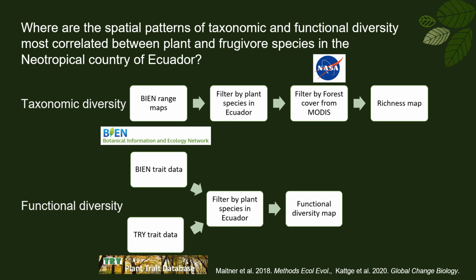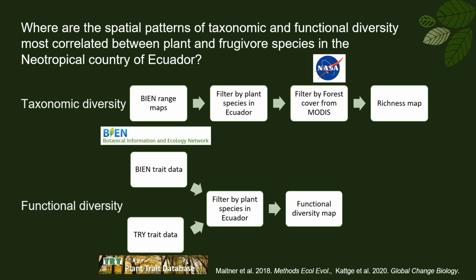To calculate the taxonomic diversity for plants, I used data from the Botanical Information and Ecology Network database for species in Ecuador. I then compiled occurrence maps for those species and filtered that using the forest cover from NASA satellite data to examine just forested areas of Ecuador. I also subsetted this data by species of plants with fruits.